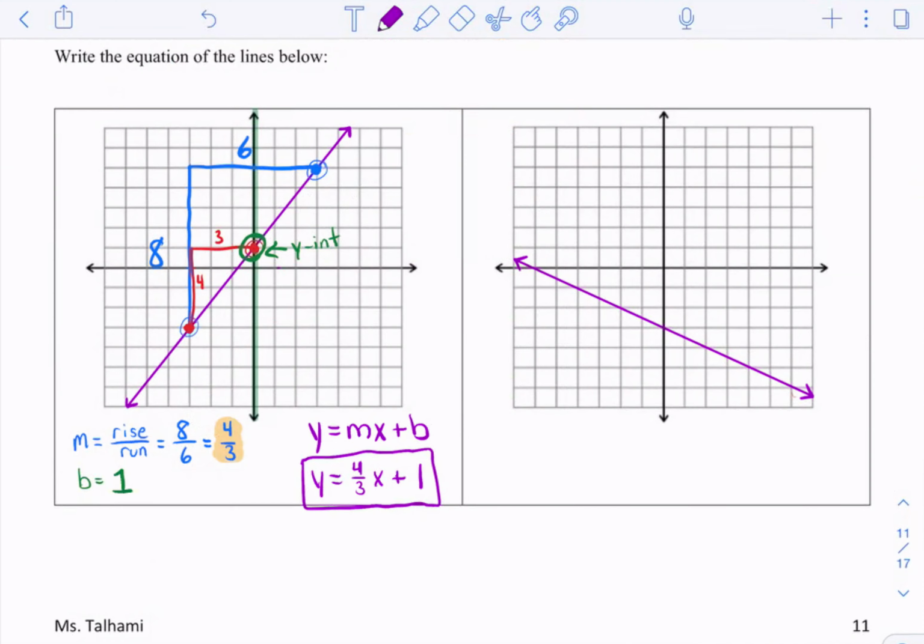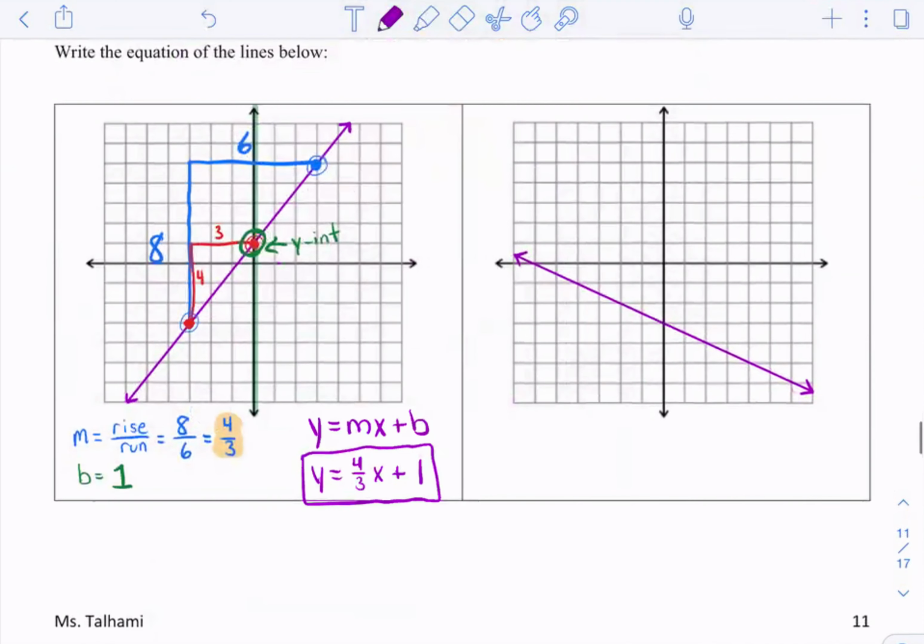Take a minute and look at question number 2. We're going to give you a minute. You can pause your video here and see if you could find your M, rise over run. See if you can find your B, your y-intercept. I want you to notice something different about this slope. Ask yourself, should your M be a positive or a negative number? Is your slope positive or negative? See you in a minute.